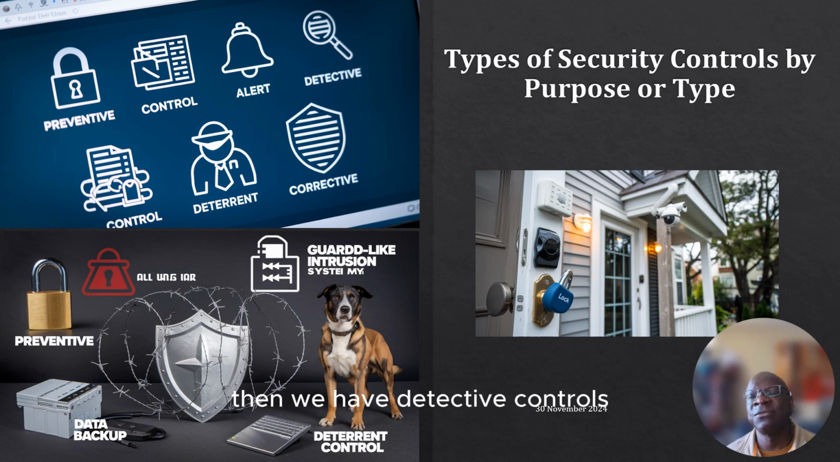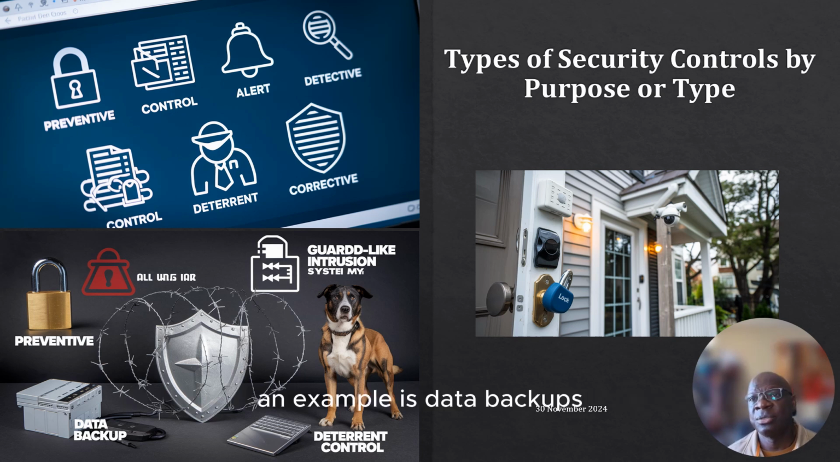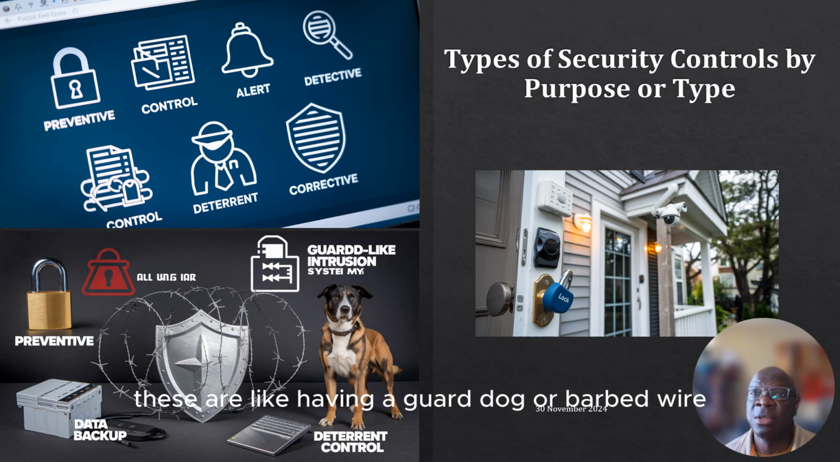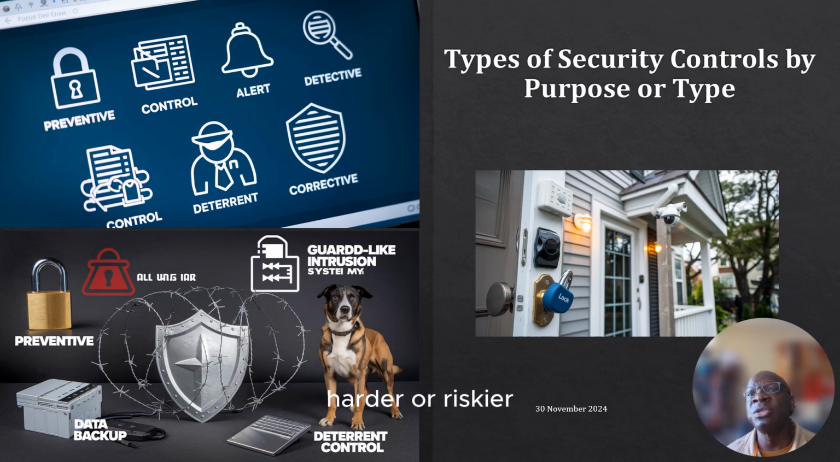Then we have detective controls. These detect and alert us to issues, like an intrusion detection system, IDS, that flags suspicious activity. And then we have corrective controls. These help us fix problems after they have happened. An example is data backups that let us recover lost data after an attack. And then we have deterrent controls. These are like having a guard dog or barbed wire. They discourage attackers by making security breaches harder or riskier.